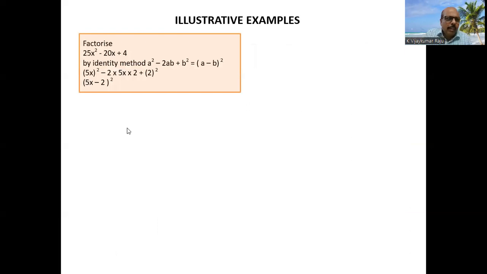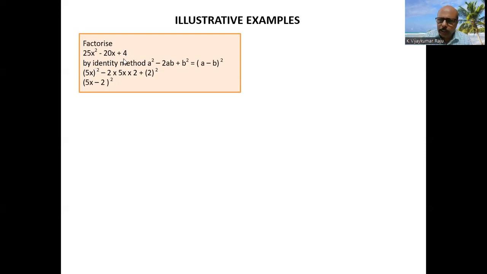First one: 25x square minus 20x plus 4. Here, by the identity method, if you are going to use it, then it is a square minus 2ab plus b square, and it should be a minus b whole square. So if you see, 25 is a perfect square, so this could be written as 5x whole square.